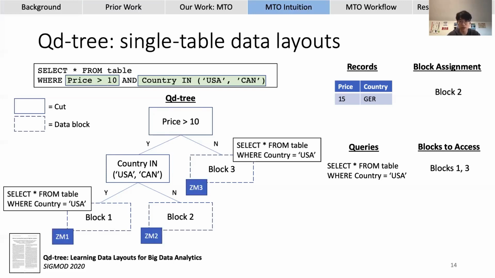And it turns out we can actually use them together, meaning if the zone map method tells us to read one set of blocks, and the QD tree method tells us to read another set of blocks, what we have to do is read the intersection of those two sets.